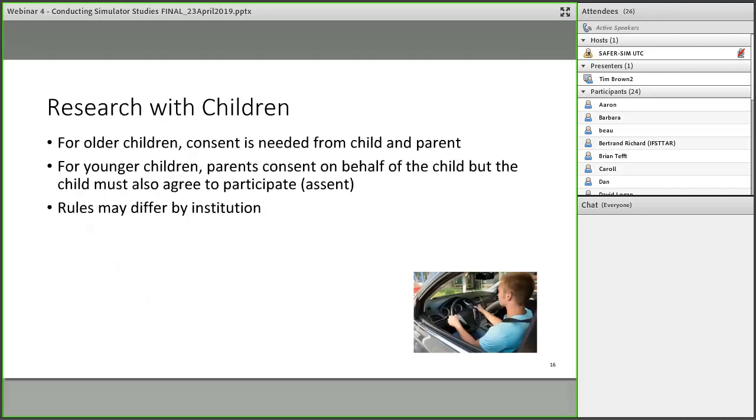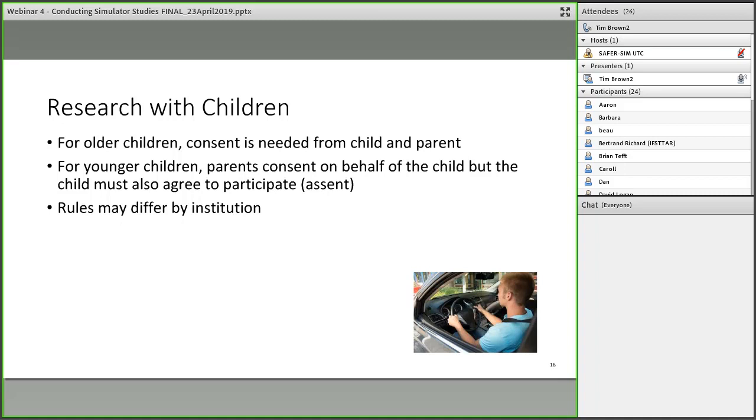And that brings us to research with children. If they're under the age of 18, we may need their parents to provide that consent for them, in addition to getting consent from the children. And so for most of the work with drivers, kids who are old enough to drive, we get consent from both the parent and the child.